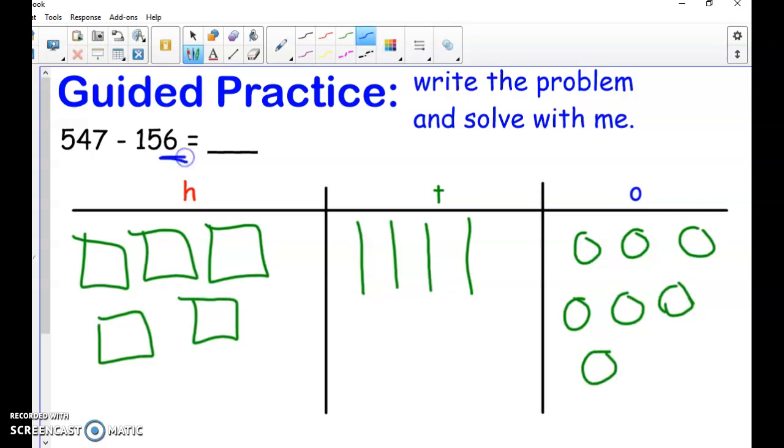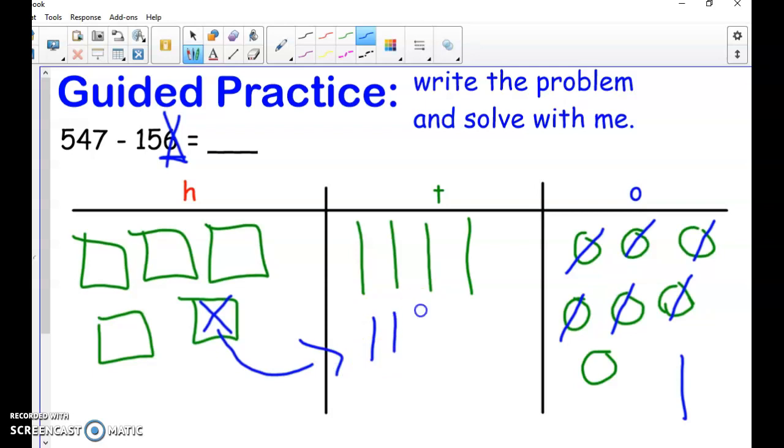Let's take away 6 ones. 1, 2, 3, 4, 5, 6. And I'm left with how many ones? 1. Now I need to take away 5 tens, but I only have 4 tens. So that means I need to go next door and grab 10 more. 1, 2, 3, 4, 5, 6, 7, 8, 9, 10.